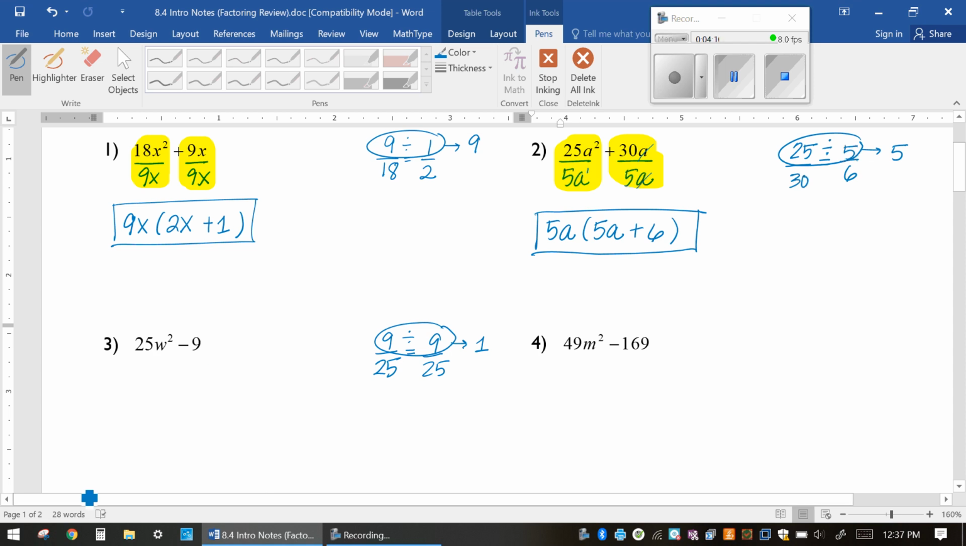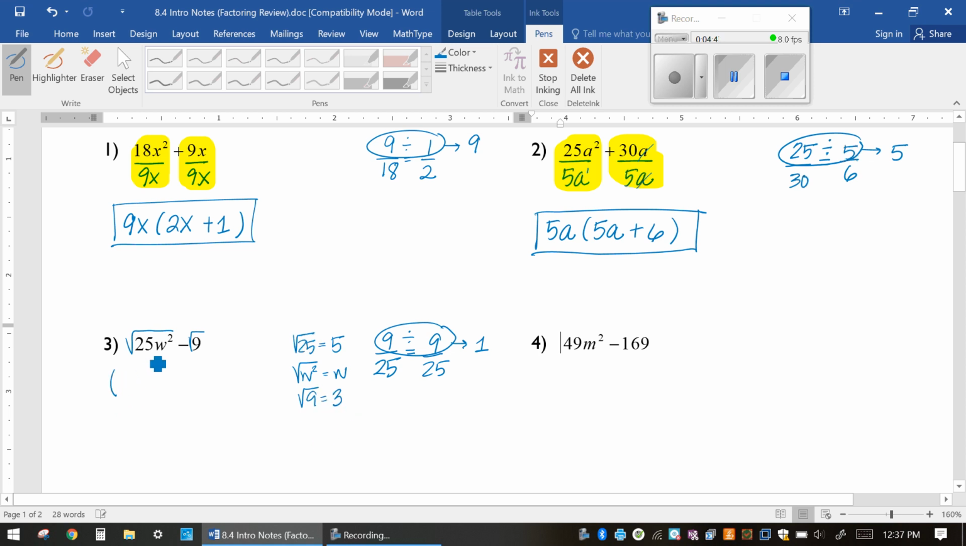So even though there's no GCF, we learned another strategy of factoring binomials that have a subtraction and have squares. This is a difference of squares because if you square root 25, you get 5, which is a whole number, not a decimal. If you square root 9, you get 3. The square root of w squared is just w. So since I can square root each piece and get a whole number, it's a difference of squares.